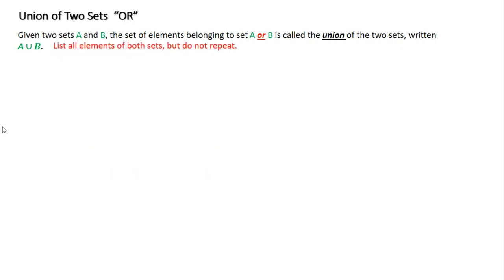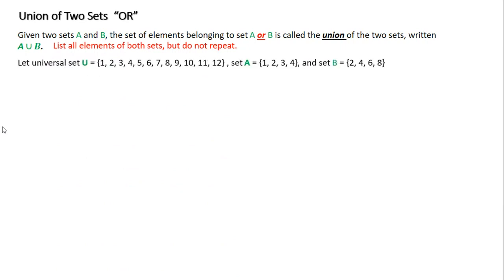All right, so here in red, it says list all of the elements that are in both sets, but do not repeat again. No duplicates. That's what I meant. I'm glad he's very detailed. So let's do this example. Let the universe set U be this, and set A be 1, 2, 3, 4. Set B be 2, 4, 6, 8. So let's see what he has us do. Find A union B. What that means is I want to have all the values that are in A or B, no duplicates.